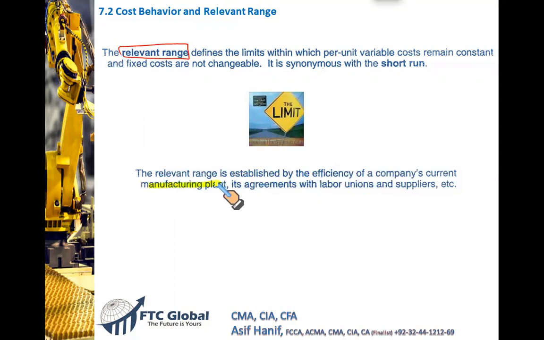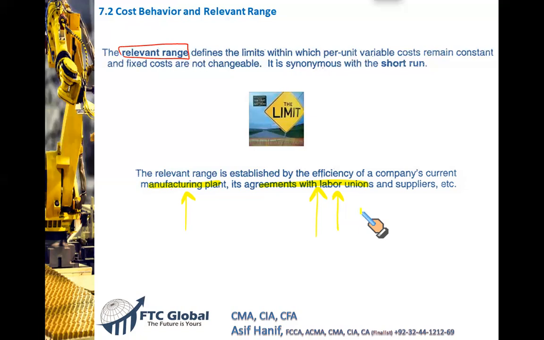How many units can you produce depends upon the size of your plant. And how many units can you produce depends upon the contracts with the labor union. The labor union specifies how many hours they are willing to work, and that puts a limit to your productive capacity. So the manufacturing plant will set a productive capacity. How many units can you produce depends upon the contract with your labor union.